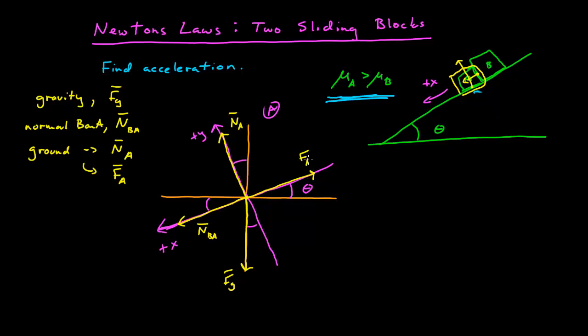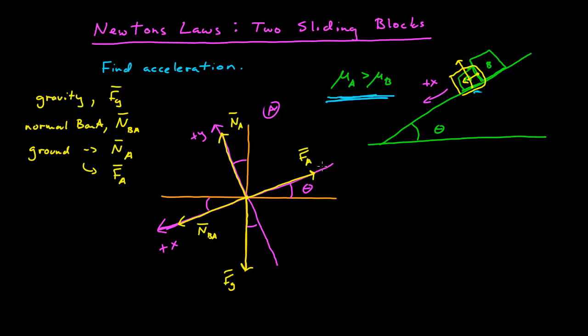Call that the frictional force on A. And I know it's pointing in the negative x direction because the whole system is moving in the positive x. The frictional force is opposing the motion of the object relative to the agent. The object is moving in the plus x direction relative to the agent, so the force due to friction is in the negative x direction.